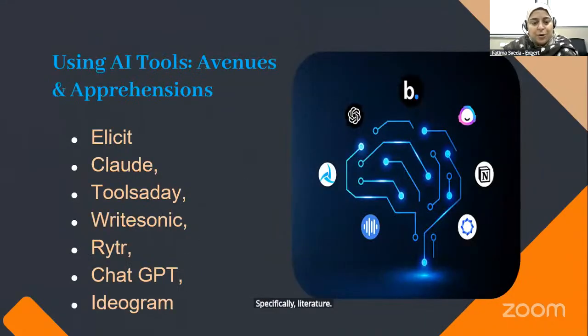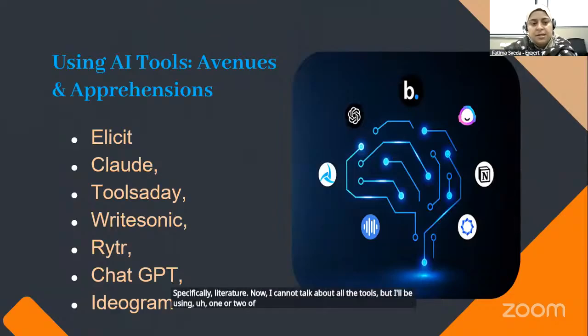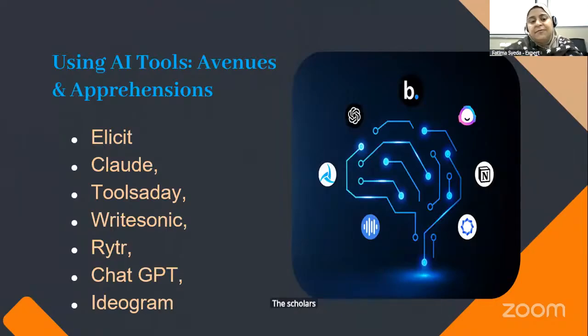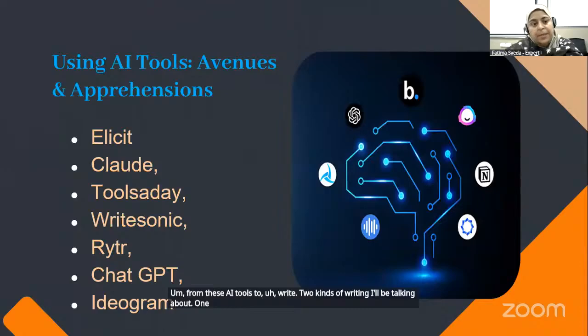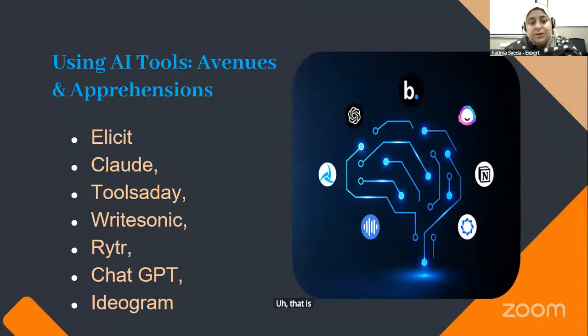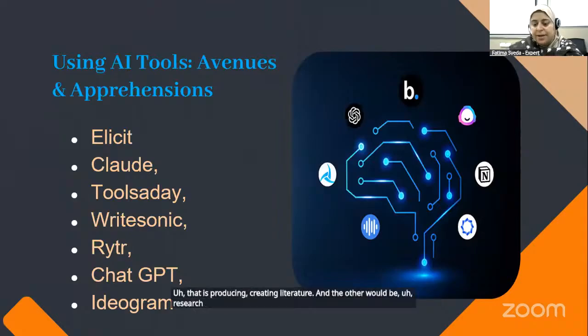Now, I cannot talk about all the tools, but I'll be using one or two of these AI tools to see how much help scholars within the literary field can seek from these AI tools to write. Two kinds of writing I'll be talking about. One, creative writing, that is producing, creating literature. And the other would be research writing, right?